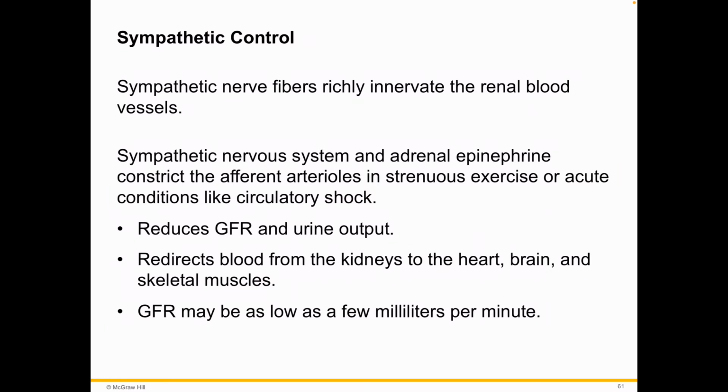It means it's going to reduce how much glomerular filtration is happening, and urine output is going to slow down, because the one thing you don't need when you're being chased by a cheetah and you are full of adrenaline is you don't need to stop for a potty break. That could be terminal. Okay?